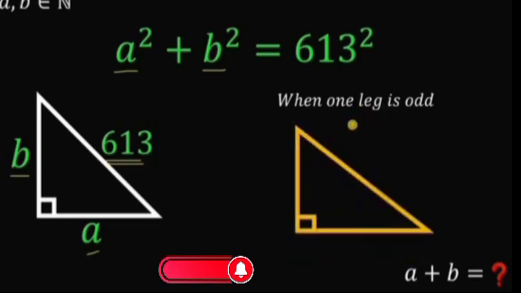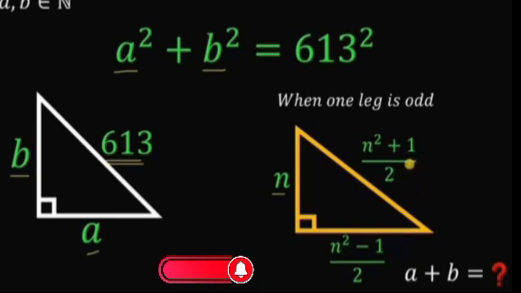So if one leg is odd, we can use this pattern. This n is odd. So the other leg of this right triangle is n squared minus 1 over 2, and the hypotenuse is n squared plus 1 over 2.